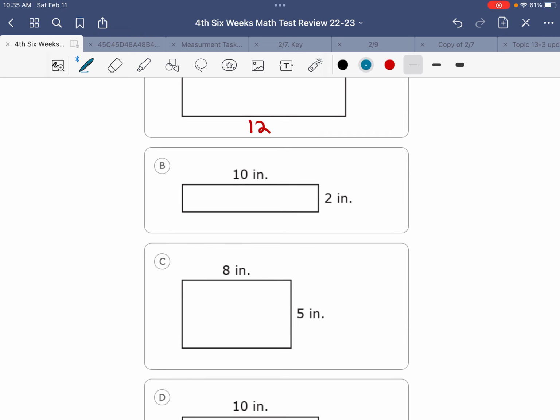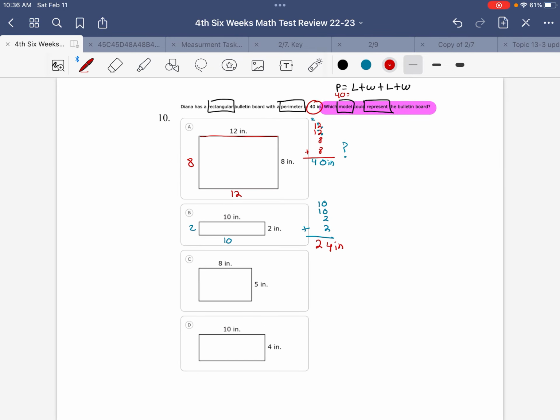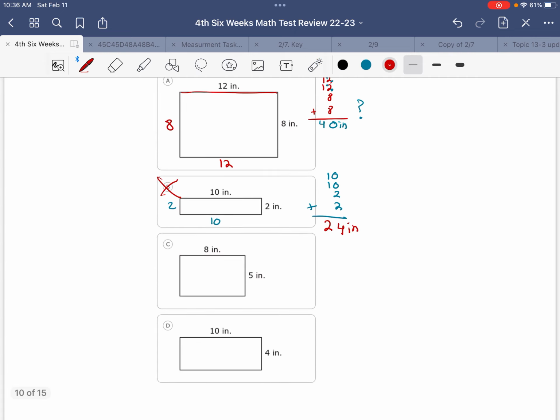For B, label all my sides. If the top is 10, bottom is 10. If the side is 2, the other side is 2. So 10, 10, 2, 2. If I add this, I get 24 inches. Okay, I'm looking for 40. So it's not B. Let me do C.